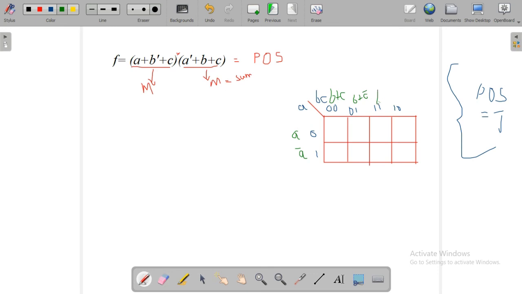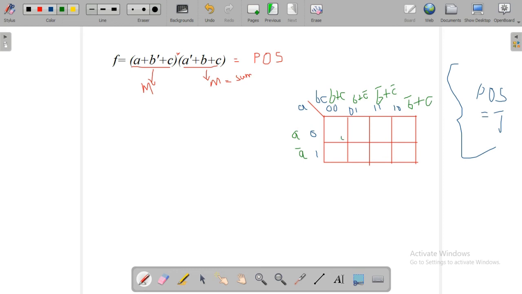B dash plus C dash. Both are 1. So B dash plus C dash. Last one, B dash plus C. This is the way we are writing the letters.